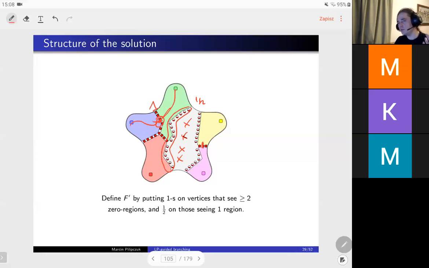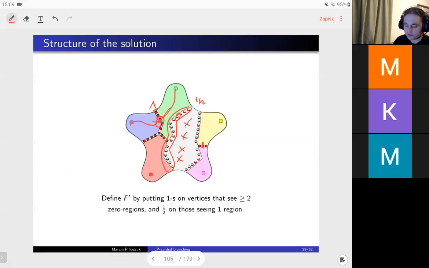Let me be formal. I take any half integral optimal LP solution. I look at the zero regions and at their boundaries. The LP solution must put ones on the vertices that are on the boundary of two or more zero regions, because they are the unique vertex with weight on some terminal path. But there are also vertices that are on the boundary of only one zero region. I want to say that if I give only half to these, then this will be a valid solution for the node multiway cut.